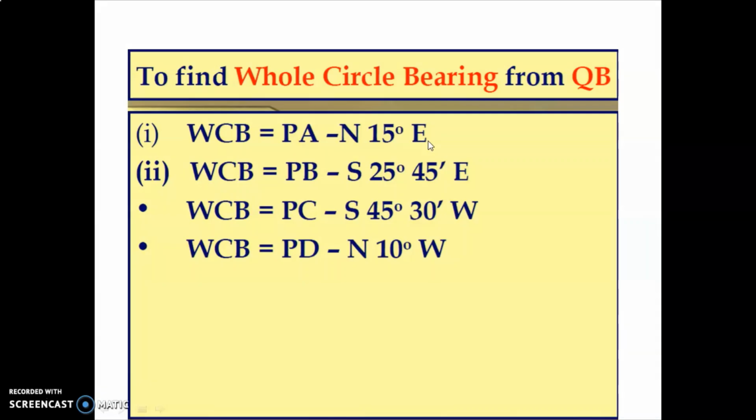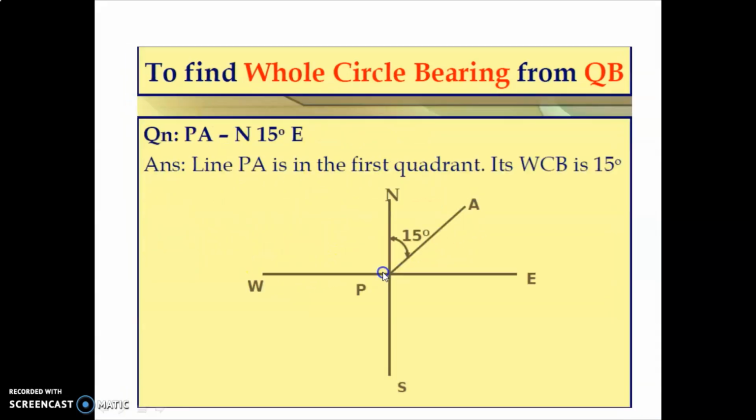If you want to do it the other way, here I will give you QB and you have to calculate WCB. You can calculate using this formula. WCB is equal to PA minus, P is your line, PA minus north 15 degree east. Same way WCB is equal to PB minus south 25 degree 45 minute east. WCB is equal to PC minus south 45 degree 30 minute west, and WCB is equal to PD minus north 10 degree west. So you can see here, this is our answer.